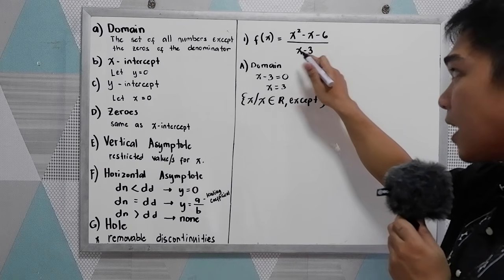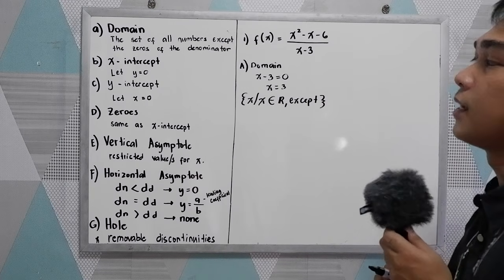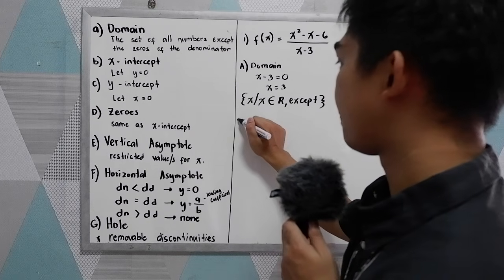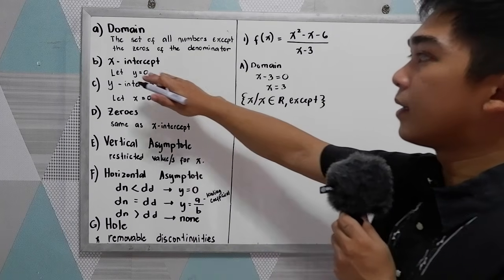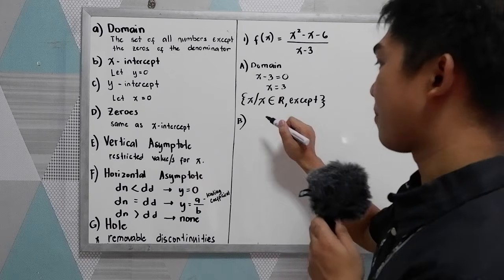Or simply just get the value for x that makes our rational function undefined. So get our denominator, then equate to 0. Then letter B, x-intercept.